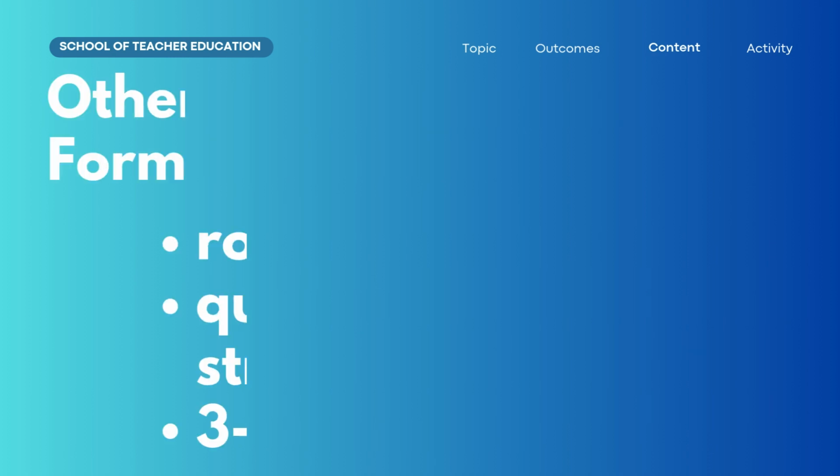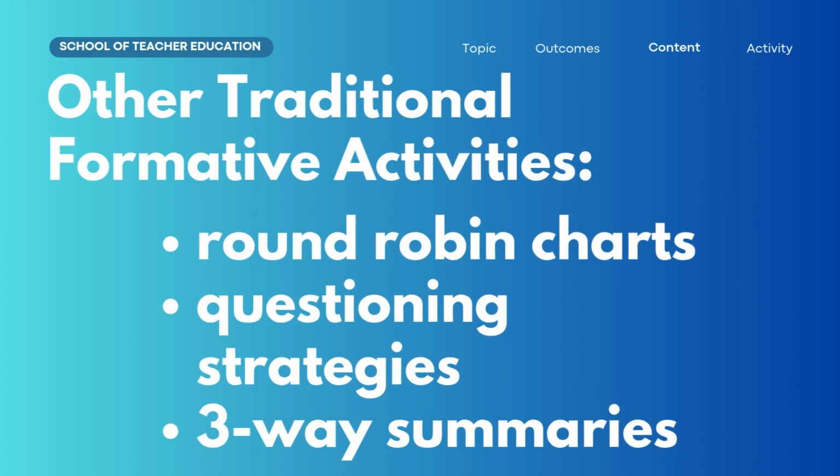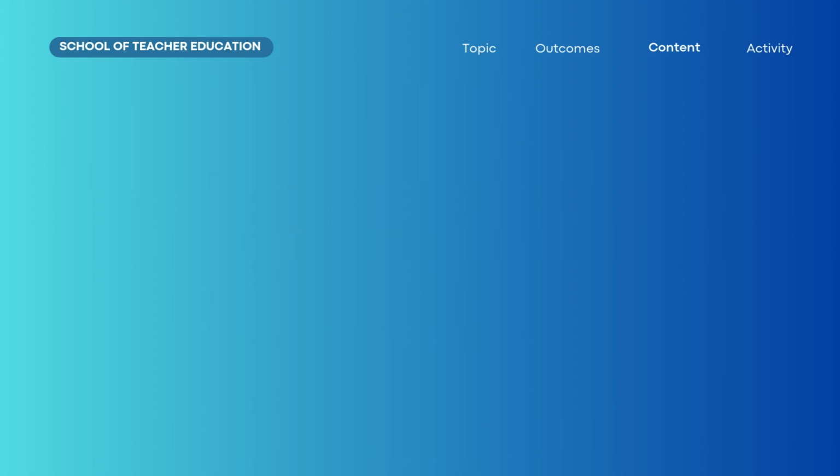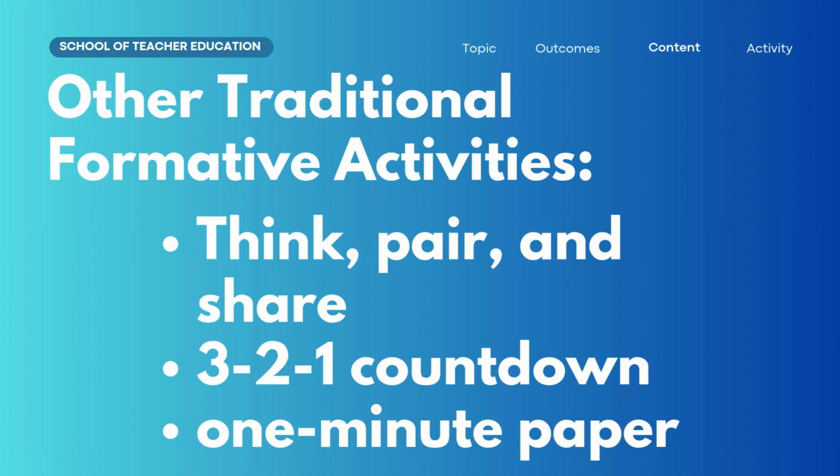Now, here are other traditional formative activities that we can also apply. This is without the help of an internet connection. Let's admit it, not all classrooms in the Philippines have a TV, television, and a good internet connection. However, we can switch to the traditional way. We have the round robin charts. We also have the questioning strategies. The art of questioning would also reflect on the achievement of the learning. And the three-way summaries, we have the think, pair, and share, the 3 to 1 countdown, and the 1 minute paper. And those are others that are not discussed in this video.